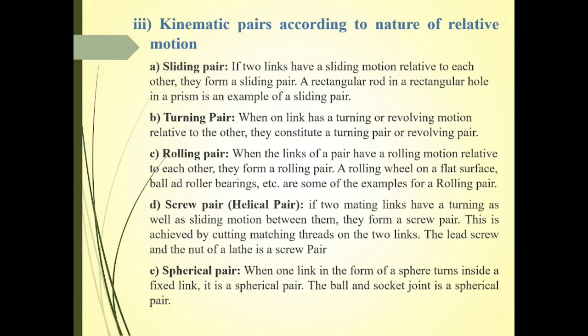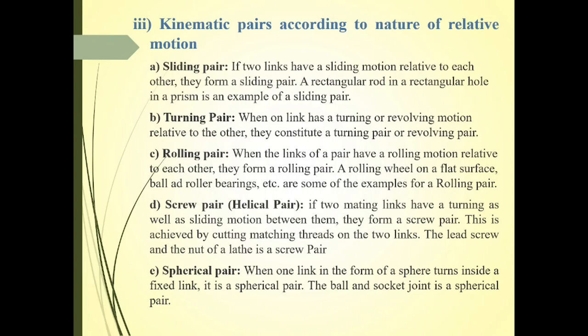Kinematic pair according to the nature of relative motion. Between the two surfaces having some relative motion, depending upon the contact, it is divided again into sliding pair, turning pair, rolling pair, screw pair, and spherical pair. So these are the classification according to the nature of relative motion.